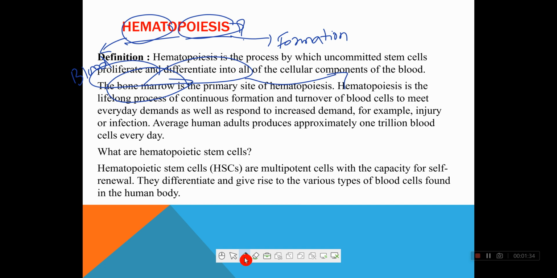Hematopoiesis is a lifelong process which continues throughout our body. It starts from the fetal stage and continues till the end of life. In the entire life of a person, hematopoiesis is a process which never stops. It continues throughout the life.